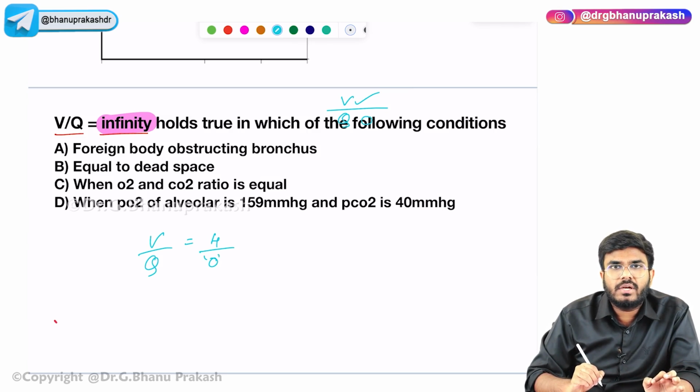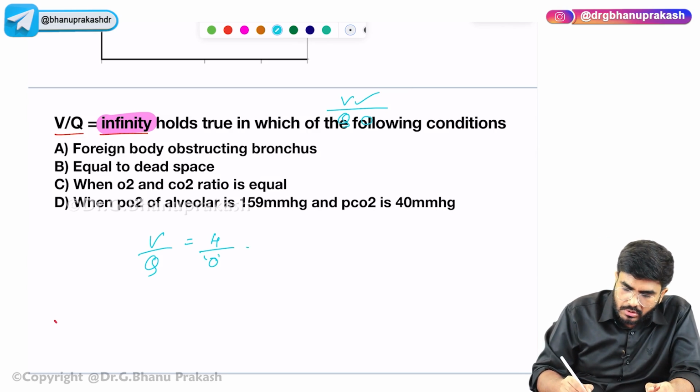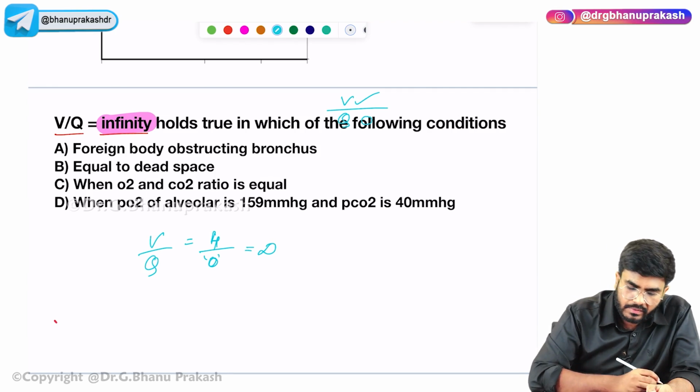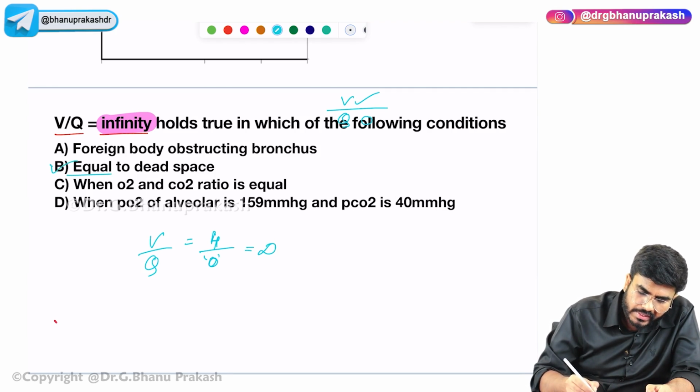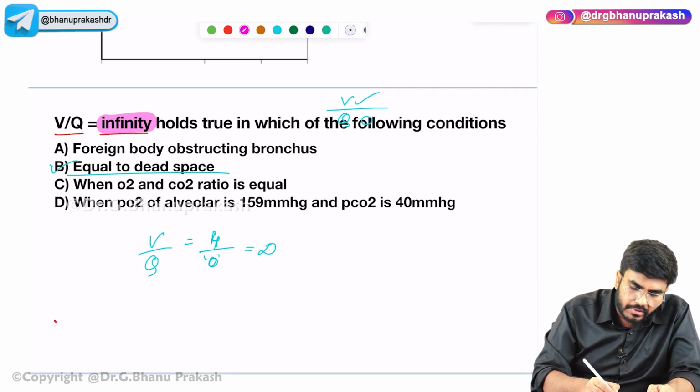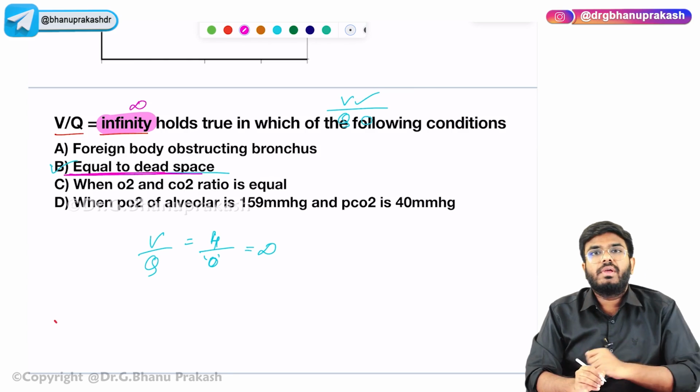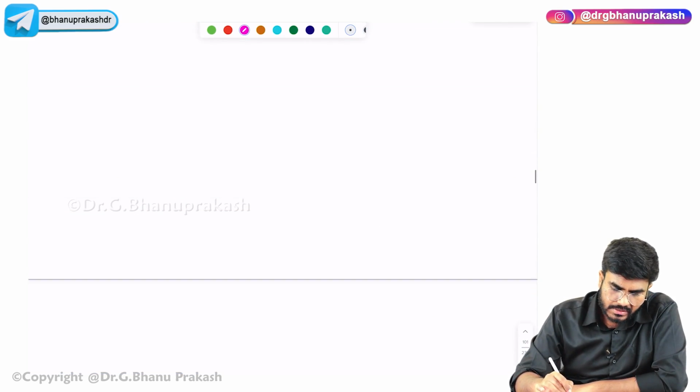The blood supply is not there. That's why there is no gas exchange. So, if you divide any number by 0, that will definitely be infinity. So, it's equal to dead space. Okay, V by Q is infinity means we are talking about dead space.